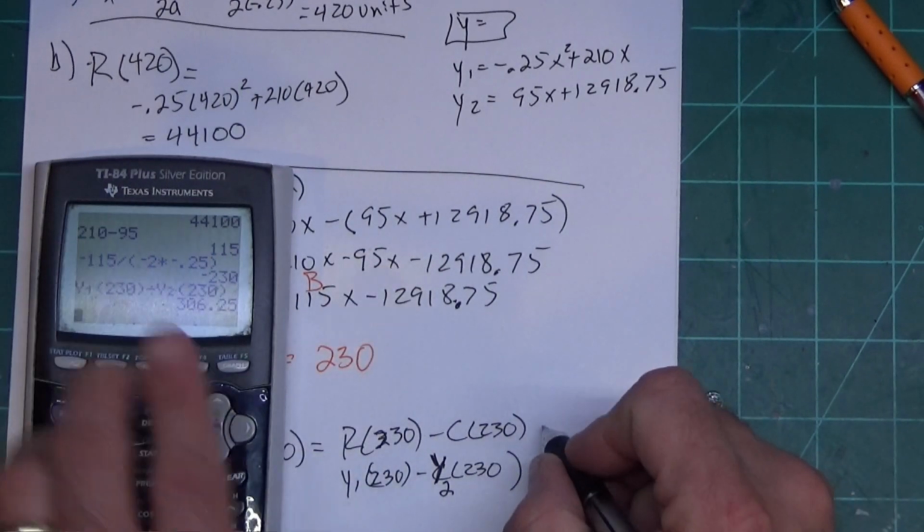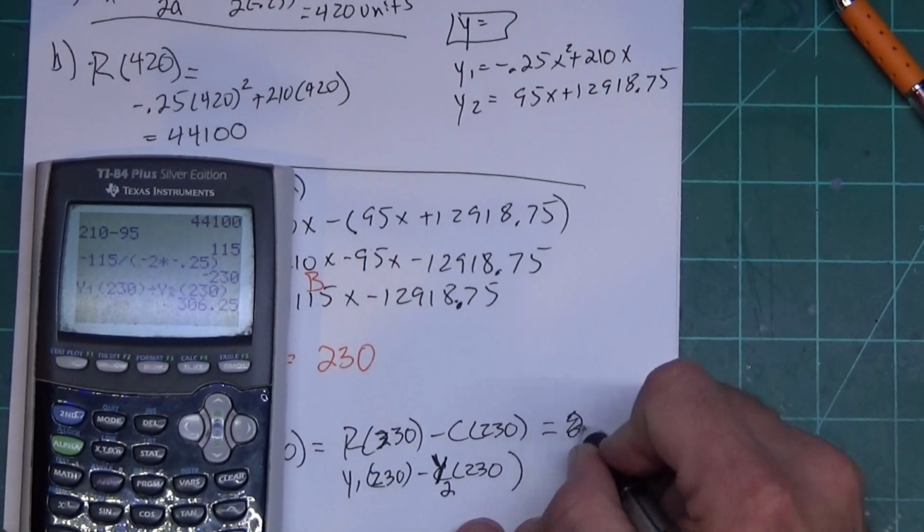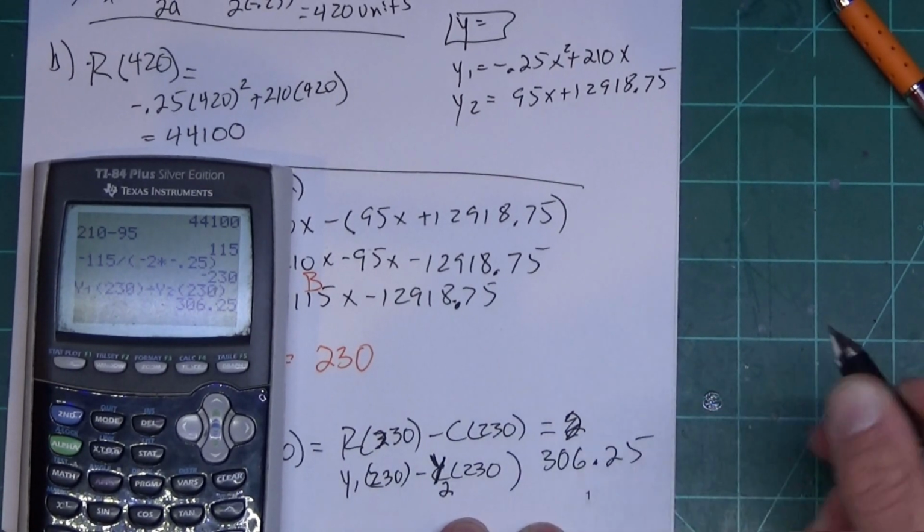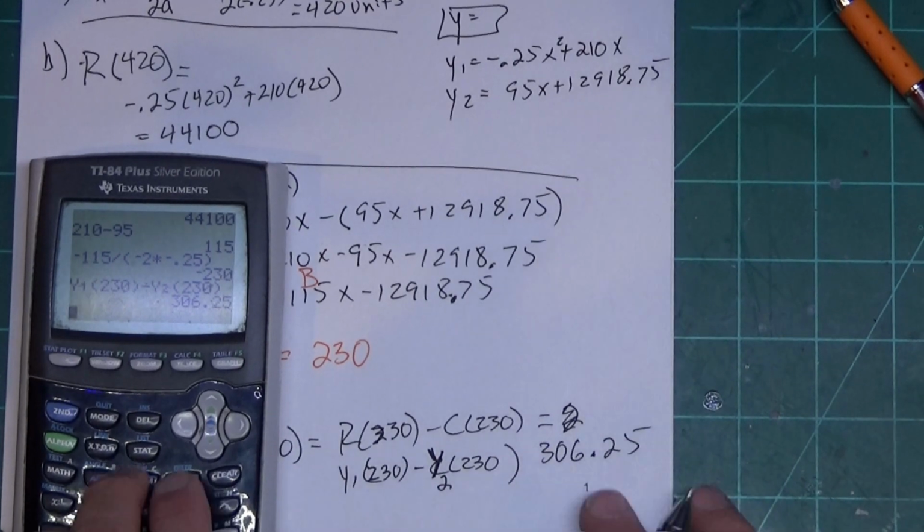So I get a max profit of, write down what you see, 306.25. So there's my maximum profit, 306.25.